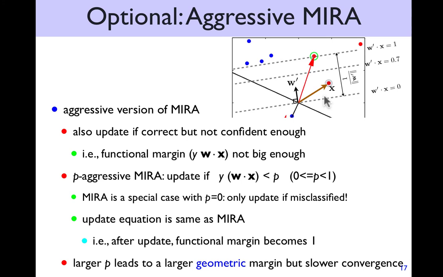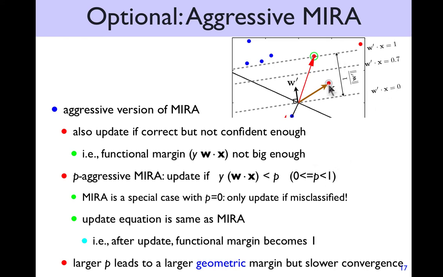Now, another even better algorithm is called aggressive MIRA. It's very much like MIRA, but more aggressive in doing preemptive updates. What does that mean? It means that you would update even if it correctly classifies the current example, even if the current weight vector is correct for this example but not confident enough. That means the functional margin is not big enough. We want the functional margin to be at least p, where p is some number between 0 and 1.